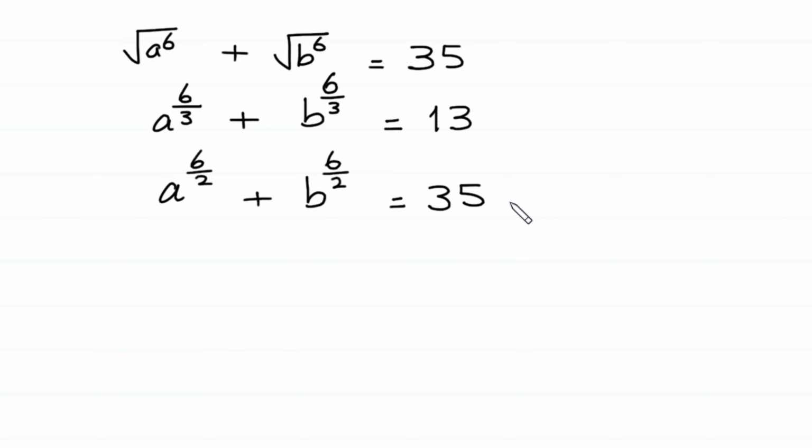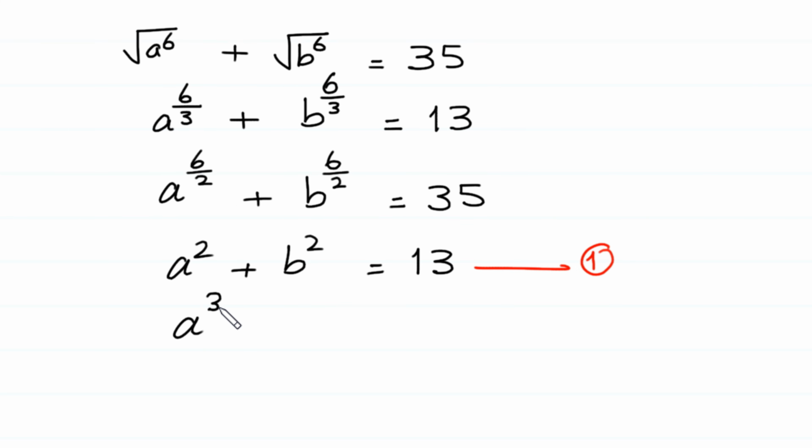Next, this equation becomes a square plus b square is equal to 13. We name this equation equation 1, and this equation becomes a cube plus b cube is equal to 35. We name this equation equation 2.